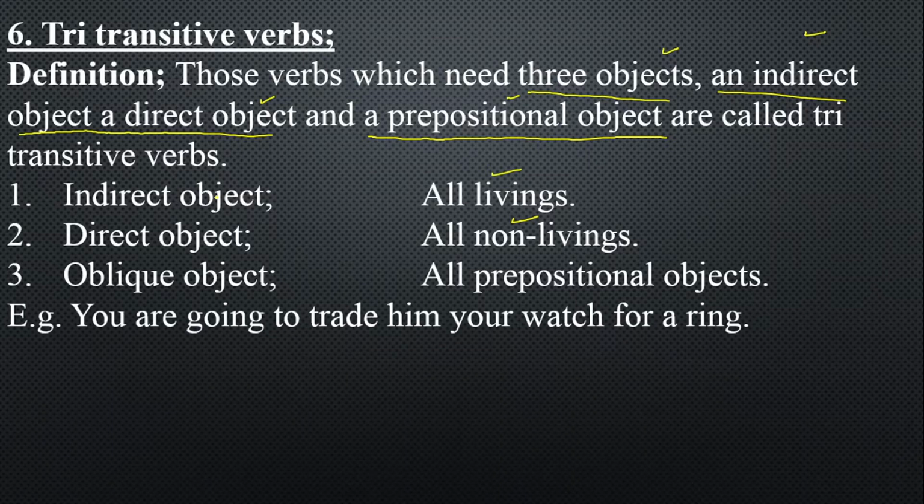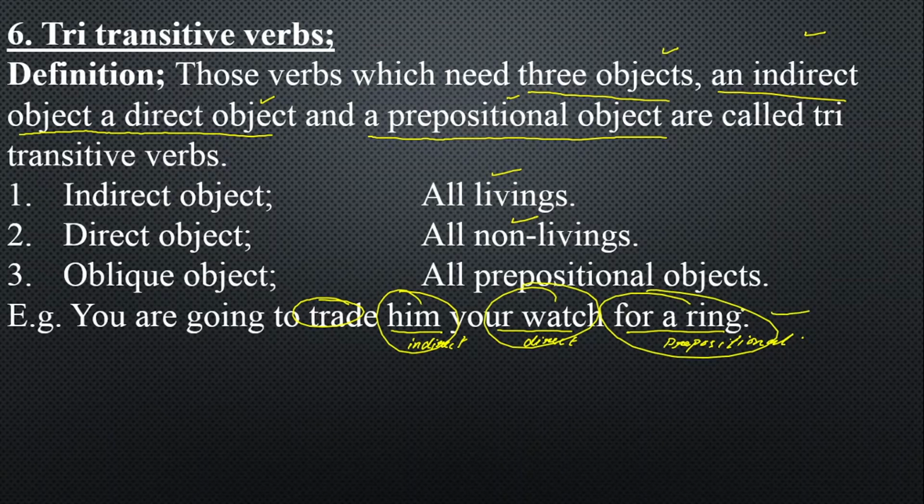First example we will be discussing: you are going to trade him your watch for a ring. Trade means to exchange, and here him is your indirect object, your watch is the direct object, for a ring is your prepositional object. So those verbs which need three objects: an indirect object, a direct object, and a prepositional object, which is also known as an oblique object, are called tri-transitive verbs.